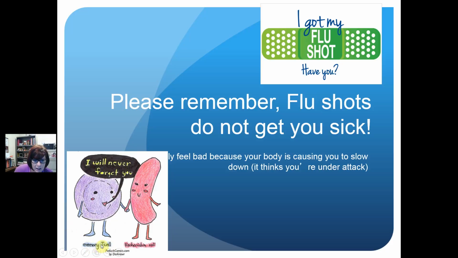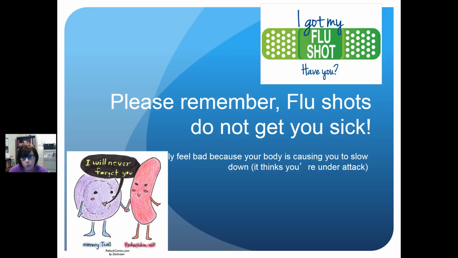The memory cell, whether it's a memory B cell or a memory T cell, there's both. It's like, "I will never forget you," because once it gets to know that invader, it will never forget it. So you get the flu shot to stimulate your body's immune system with the weakened virus particles they inject into you, so that you get the memory and the antibodies. You should get your flu shot before flu season hits.